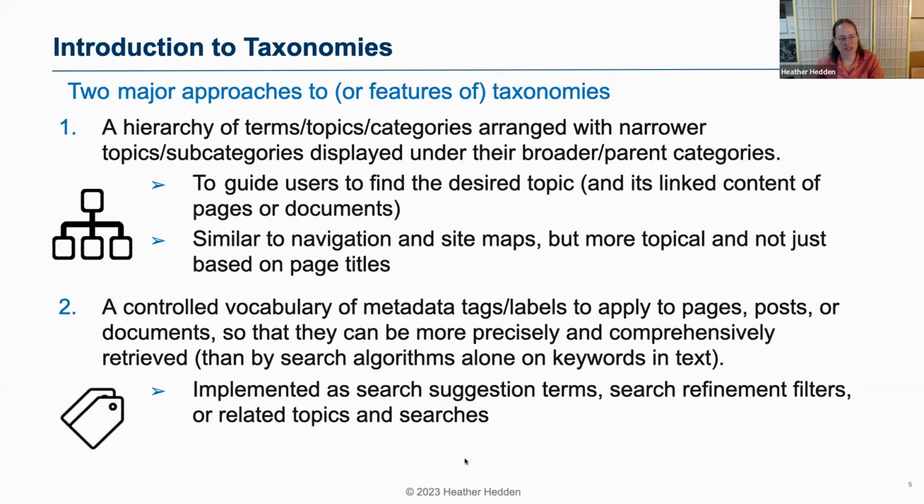There are kind of different approaches. Sometimes people think of the taxonomy more as a hierarchy of terms and categories and subcategories, parent, child, to guide users from broader to narrower topics. It's kind of similar to navigation. And another kind of focus or view of taxonomies is as tags, like controlled vocabulary, controlled metadata for consistency. And this is especially implemented as search suggestion terms or refinements or filters. Really, a taxonomy has both features, and some lean more towards one and some lean more towards the other.